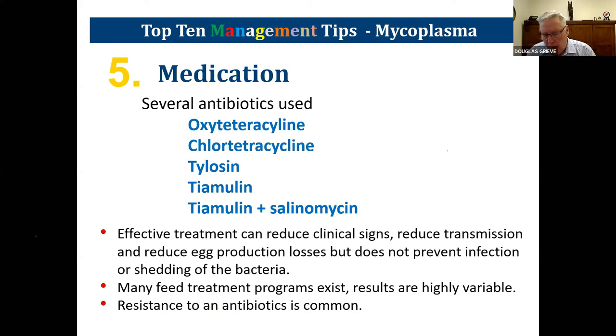Now the other broad option for control of mycoplasma is medication. It is a bacteria, so there is the option of treatment here. A number of antibiotics have been used. Oxytetracycline, chlortetracycline are two common ones, as are Tylosin and Tiamulin. These are widely used antibiotics, and they do have efficacy. They show in treated birds that clinical signs are reduced, the transmission of MG bird to bird is reduced, and the loss in egg production is also reduced with antibiotic treatment.